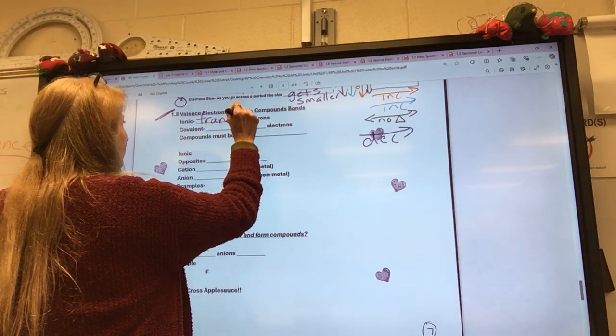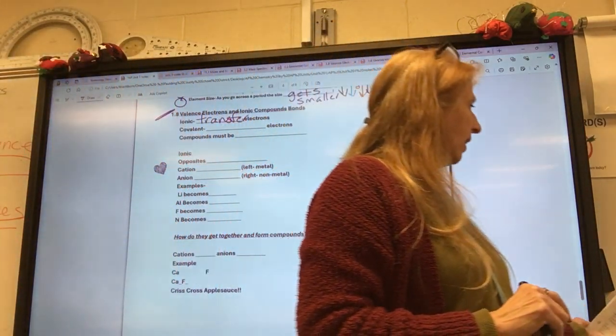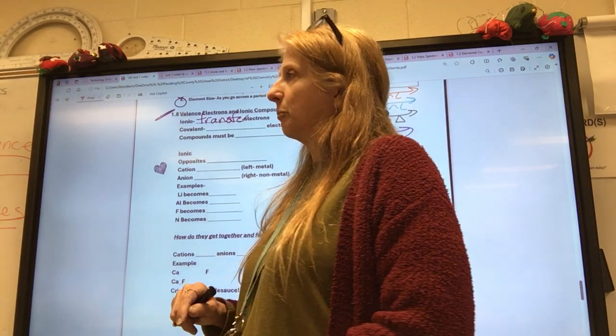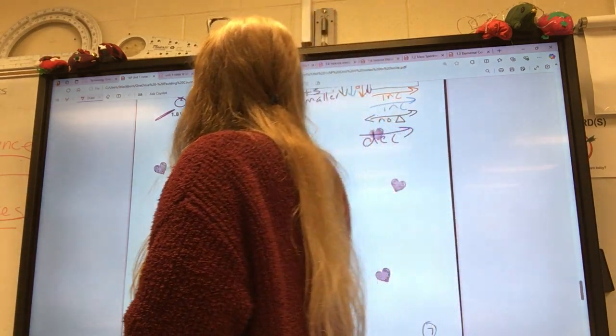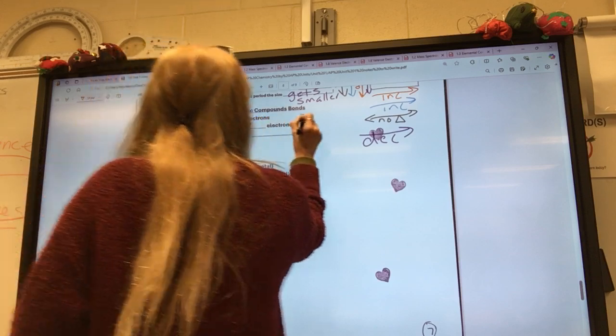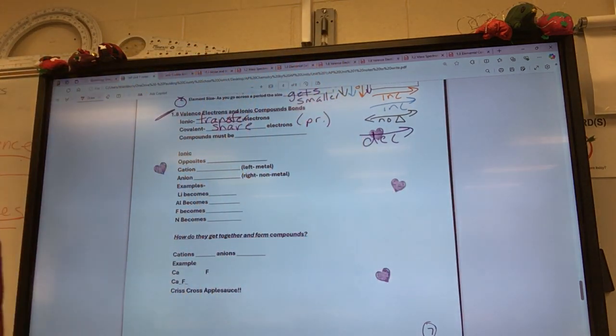So for our little learning objective, it just says we have to talk about ionic, but we're going to talk about covalent a little bit too, because you really just can't talk about one without the other one. So covalent compounds share electrons to make a bond, and in particular, they share an electron pair is what makes a bond. Okay.